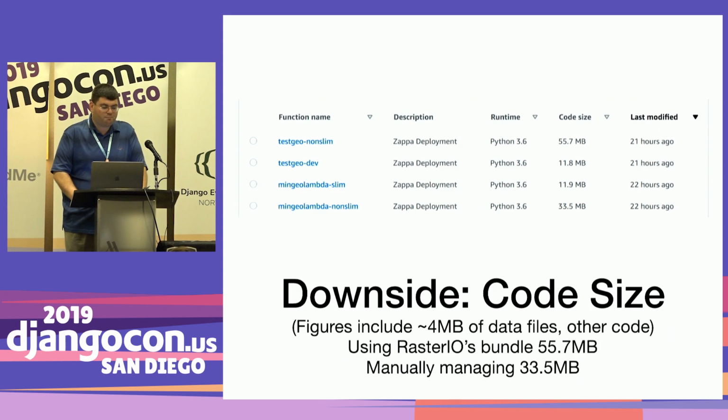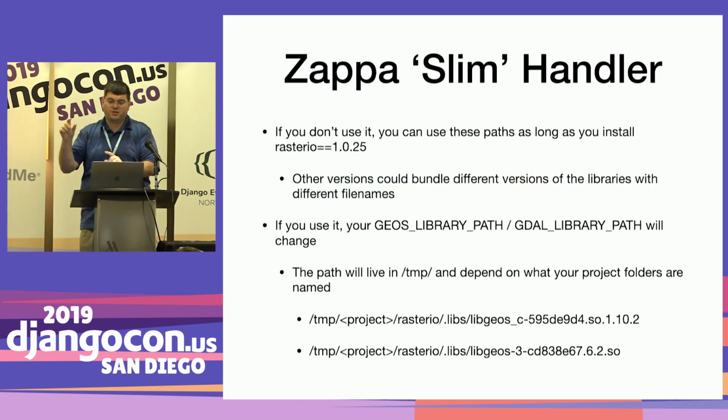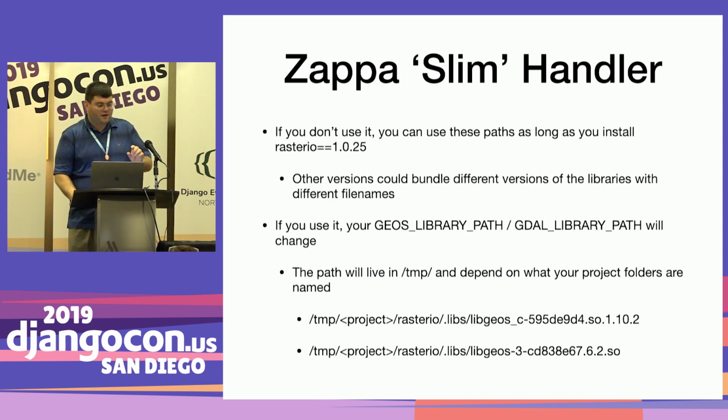It does cost about 20 megabytes over if you manually manage your dependencies, which I'll post some info on later, but the short version is you have to intercept the code package via Zappa package or by just copying the file before it gets uploaded, extract all the data, and then pull them into your own repository and upload them.